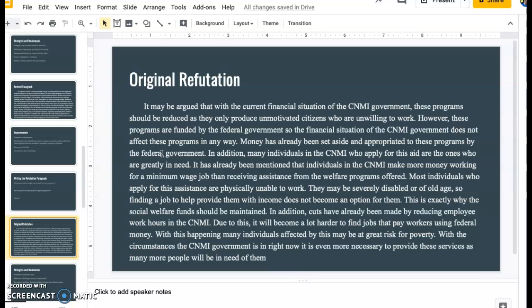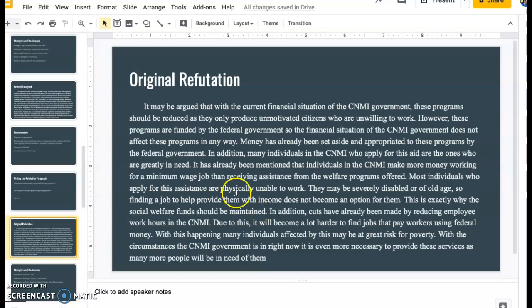In addition, cuts have already been made by reducing employer work hours in the Sinai. Due to this, it will become a lot harder to find jobs that pay workers using federal money. With this happening, many individuals affected by this may be at risk for great poverty. With the circumstances the Sinai government is in right now, it is even more necessary to provide these services as many poor people will be in need of them.